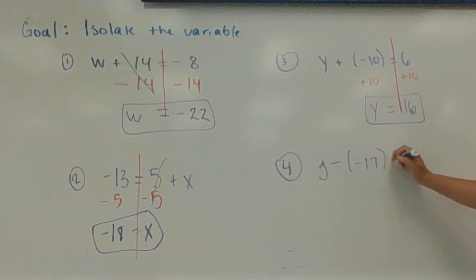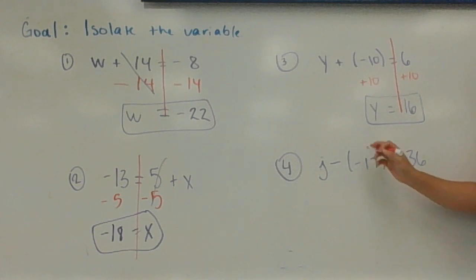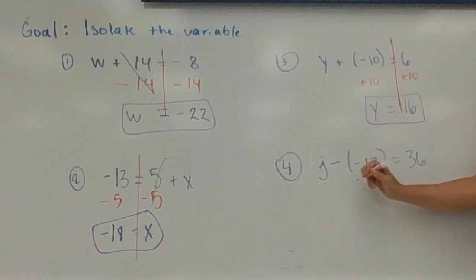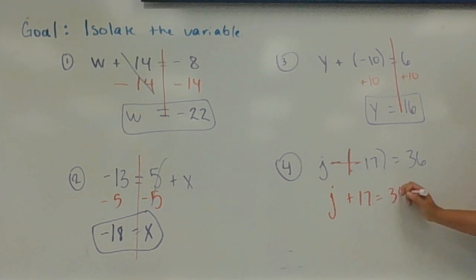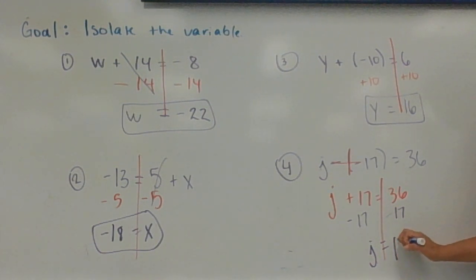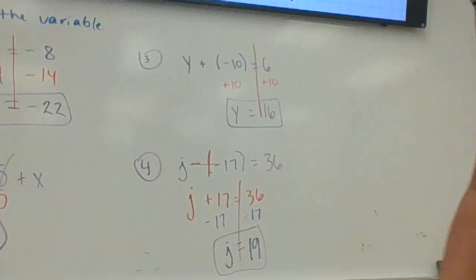And there was one in your workbook that looked like this. So minus a negative. I know that minus a negative cancels out and becomes addition, so I like to just make it into one huge plus sign. So this is really j plus 17 is 36. So to get j alone, I would cancel the 17 out through subtraction. 19. Any questions on 1 through 4? Positive 19 there. Okay.